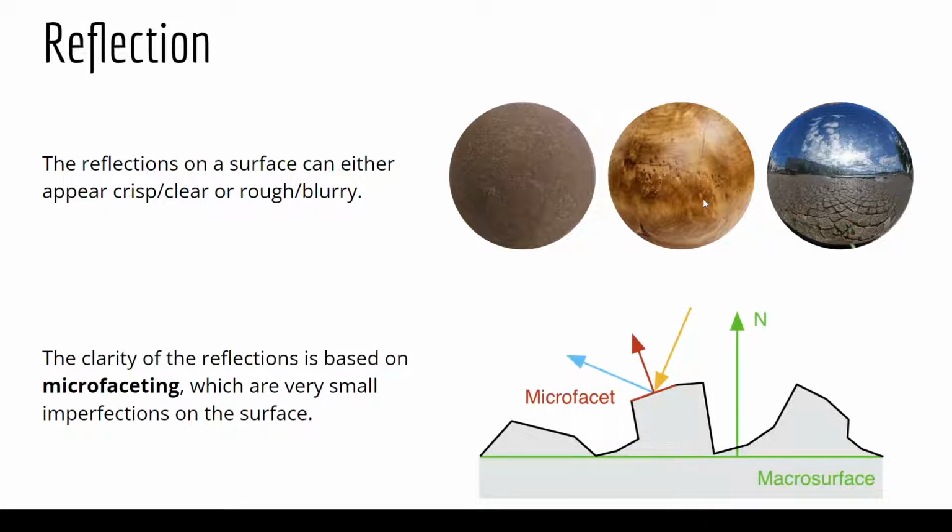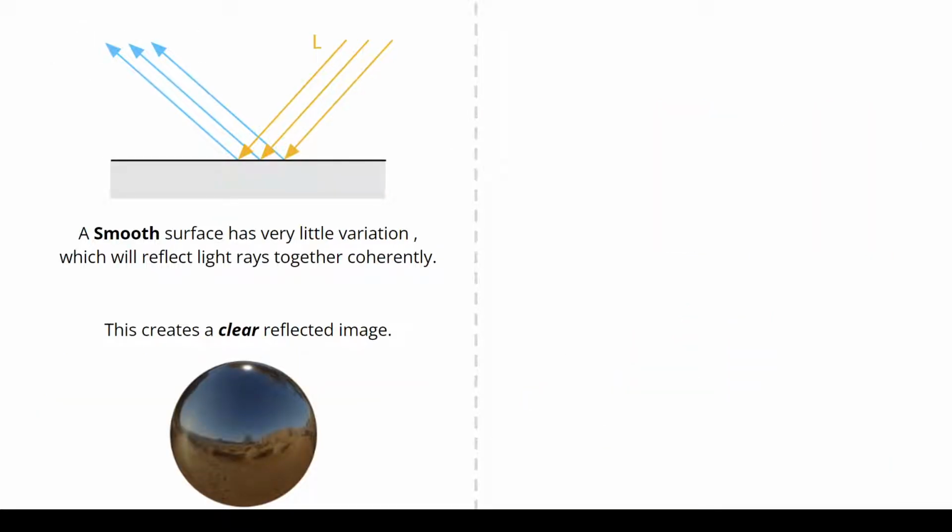And so the clarity or the sharpness of these reflections, like whether we can see an image or we can't see an image, is due to the microfaceting of the surface, which is the really, really small micro imperfections on that surface. So on a very small scale, that surface is very irregular and it's breaking up the light that's coming in, which means our reflections are some degree of sharpness or smooth. So a smooth surface has very little variation on it, which will reflect light rays coherently or together. So that light comes in together, leaves together. And so that creates a clear reflected image.